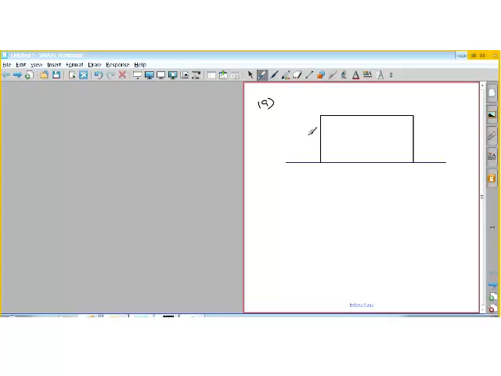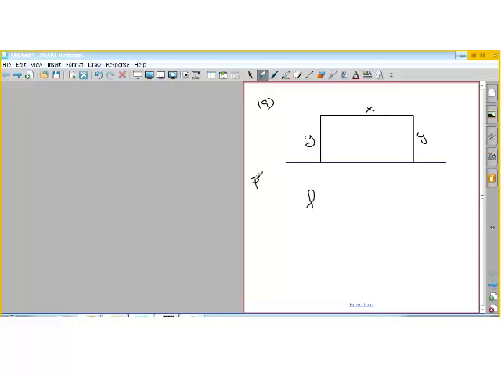Okay, so let's define some variables. We'll say this distance is x and this distance is y. Now let's change it the other way around just because we always like to have y in the vertical direction. So this is y, this is y, this is x. So what we're trying to do is minimize the pasture fencing, the least amount of fencing. So we'll say L is the length of fencing.